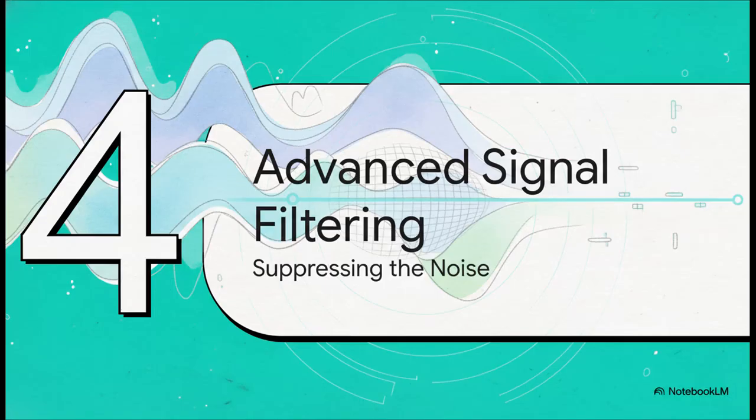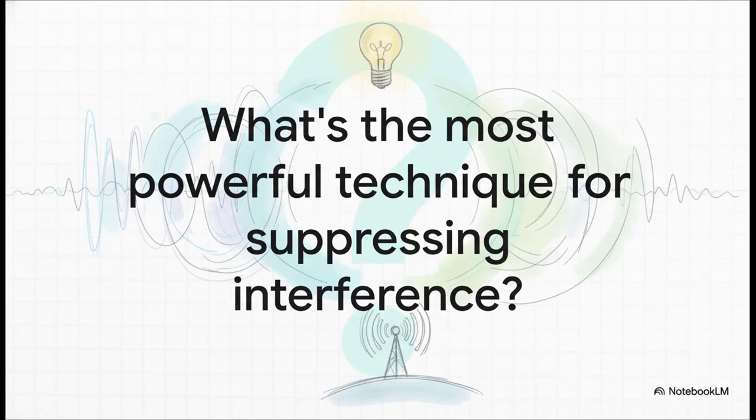Okay. So we've got the tools to find the interference patterns. That's great. But what about actually getting rid of them? This leads us to advanced signal filtering. This is the ultimate tool, not just for seeing the noise, but for actively shutting it down. We have this amazing ability to see interference as a picture. But what's the single most powerful technique we have for actually suppressing it, for cleaning up that picture and revealing whatever is hidden underneath all that mess?